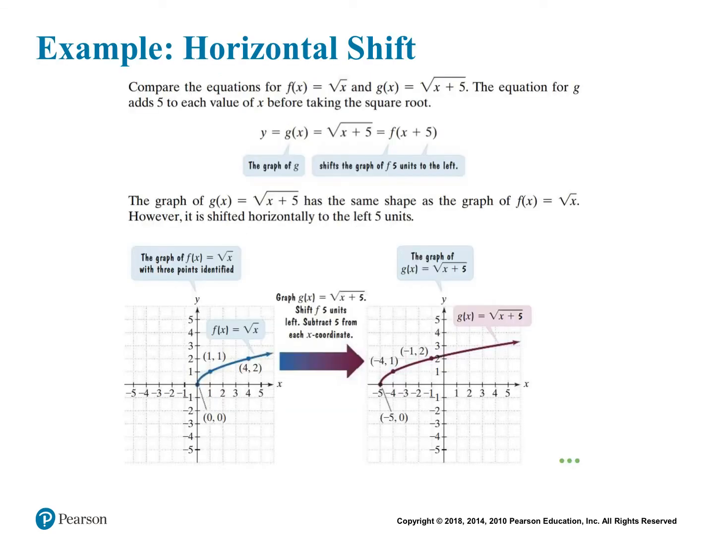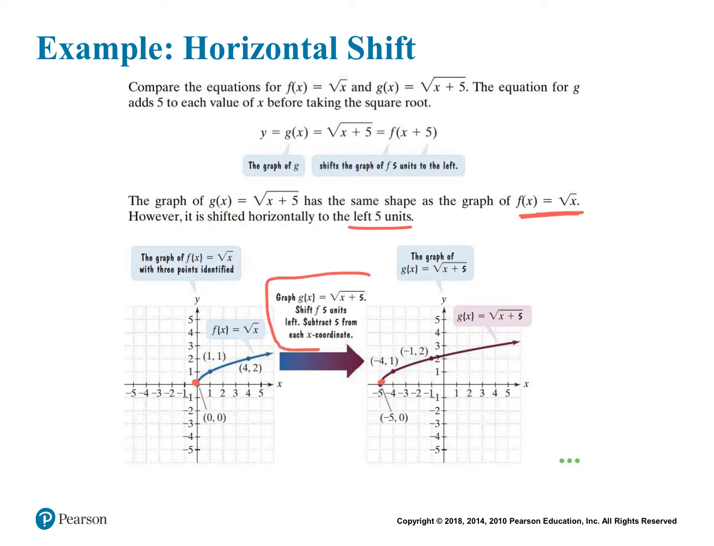Okay, and here's another one I thought the book described very well. So you see the 5 is on the inside of the grouping symbol. So the square root of x plus 5 is going to be the same shape as the square root of x. You're going to go left or backwards 5. So if it's plus 5, you have to go backwards 5. So you notice it started at the origin, but then my new graph, I have to shift it backwards 5. So now it's starting back at -5.